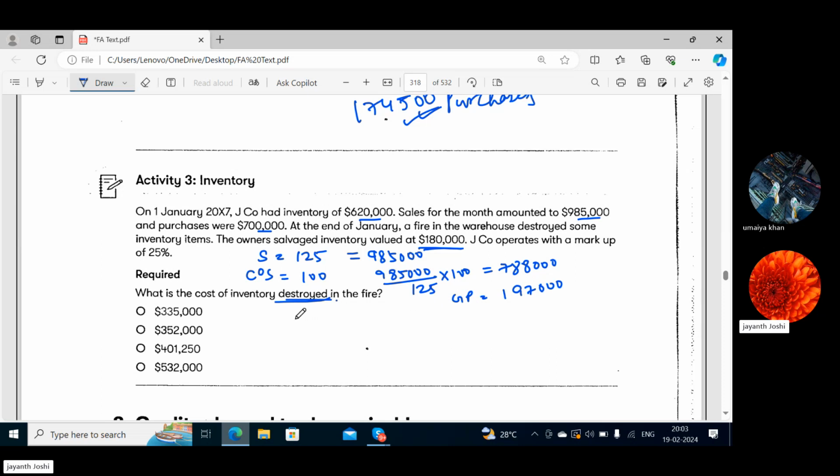Now the cost of sales formula will be required again here. That will be opening inventory. Opening inventory is how much? 620,000. Purchases is given in the question, that is 700,000.